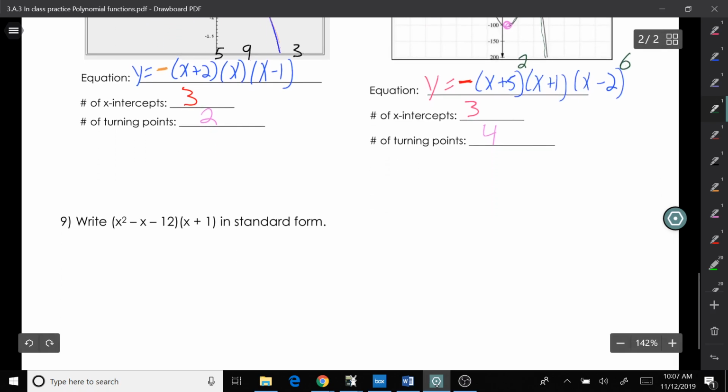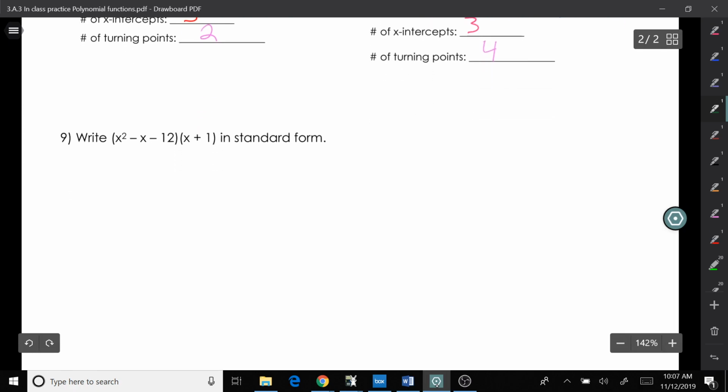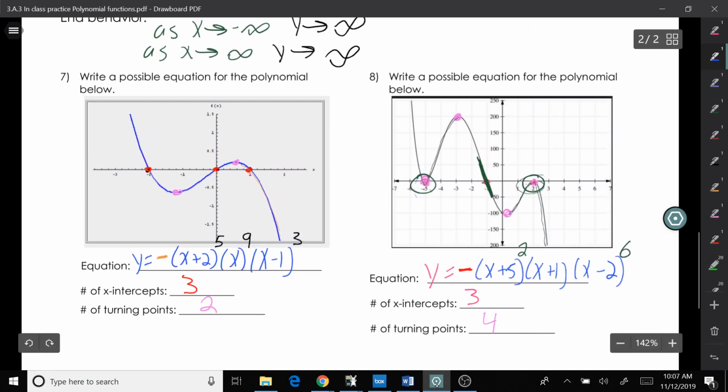So then number 9, we are going to skip number 9 because that's just a whole lot of math that we really don't need to do today. So we'll cross it out for now. So that's it for this lesson, for these notes.